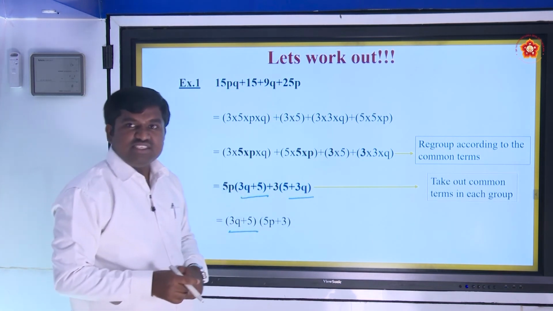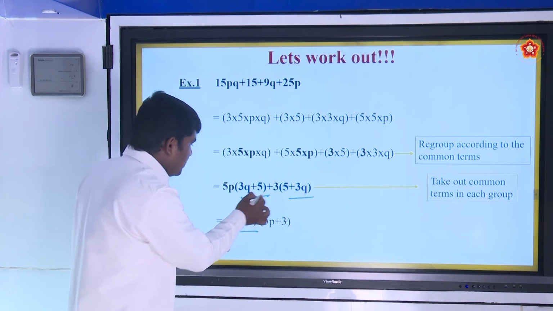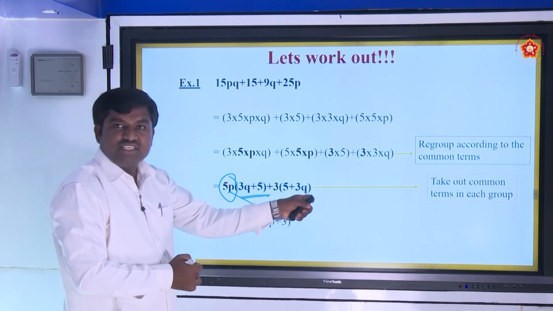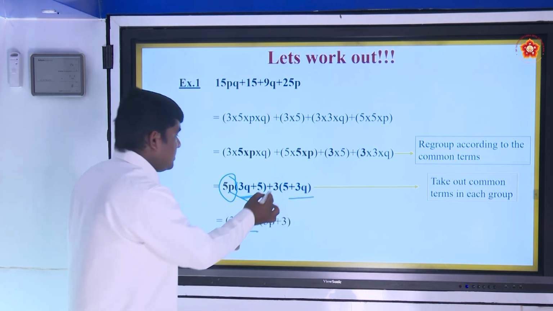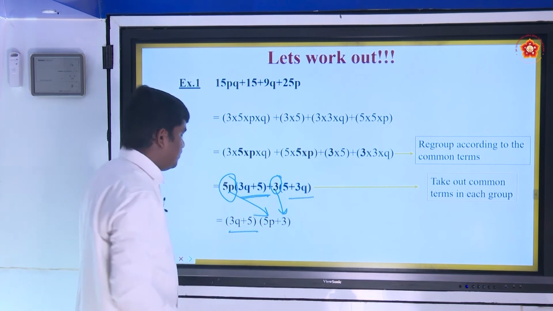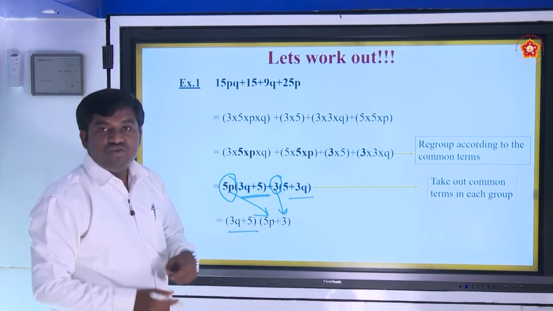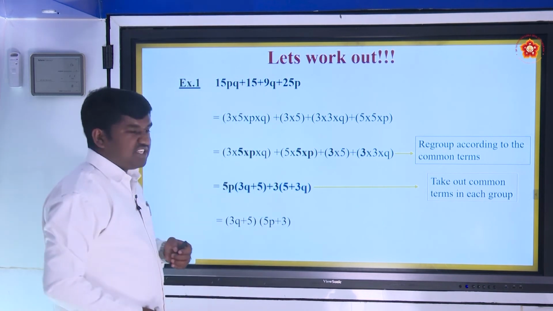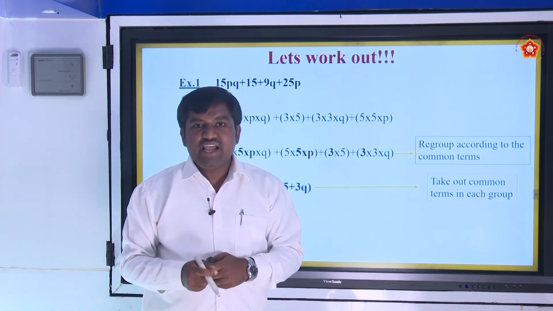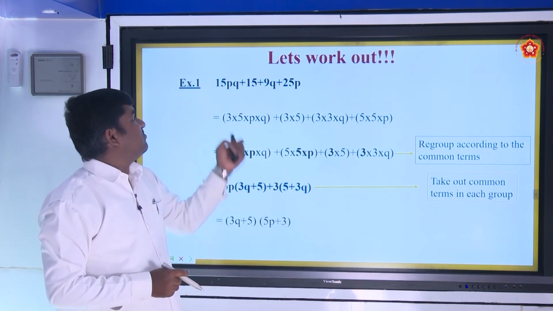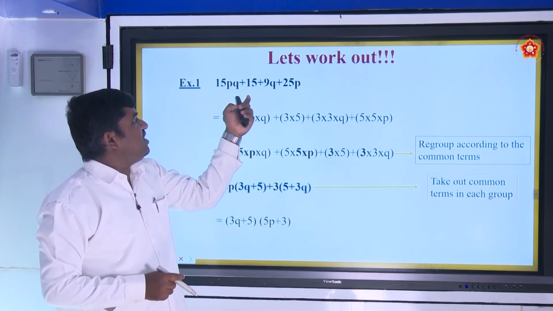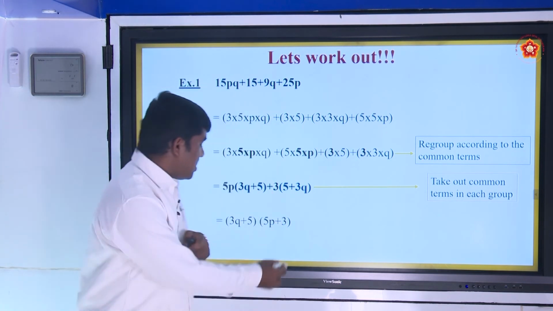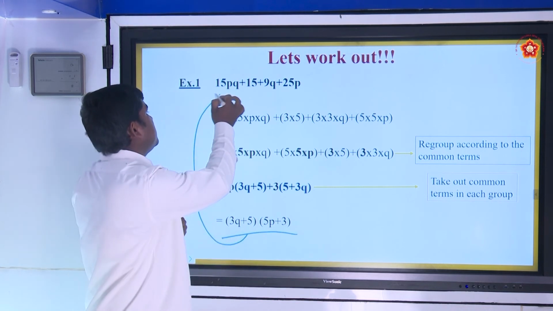3q plus 5 is a common factor. If we take out 3q plus 5, what is the remaining? 5p. Okay. Next, if we take out 5p plus 3 from the other group, the remaining thing is 3q plus 5. So 3q plus 5 and 5p plus 3 are the factors of the expression 15pq plus 15 plus 9q plus 25p. Okay, these are the factors of the expression.